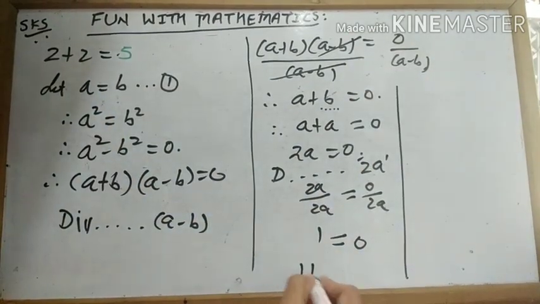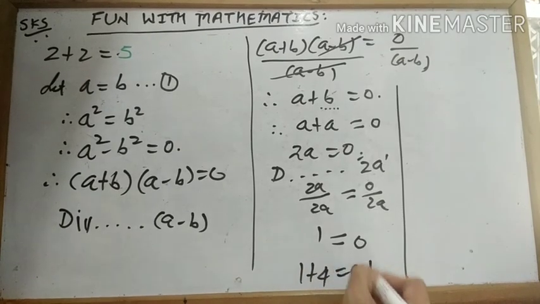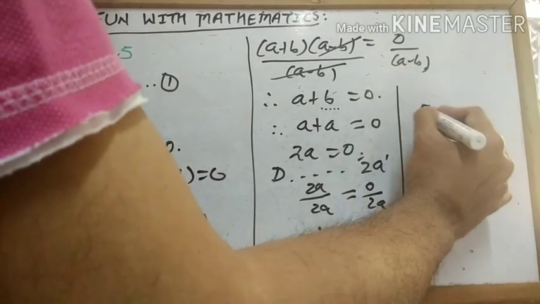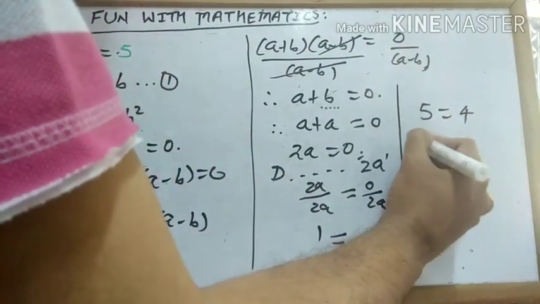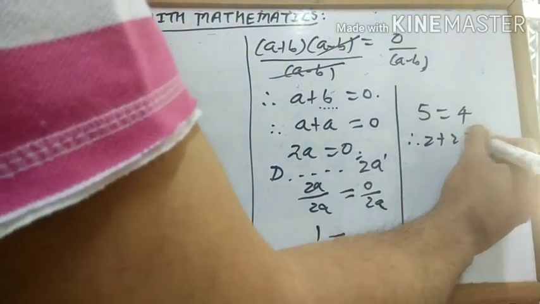Adding 4 on both sides, 1 plus 4 is equal to 0 plus 4. So 1 plus 4 is equal to 5 and 0 plus 4 is 4. Hence I can say 2 plus 2 is equal to 5.